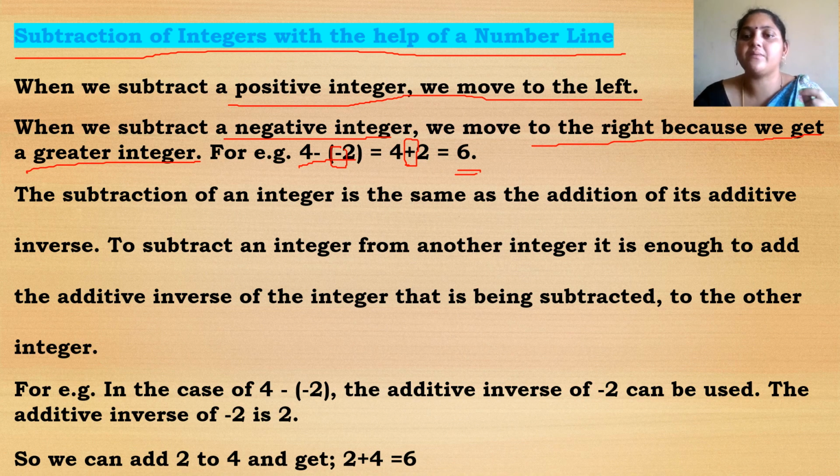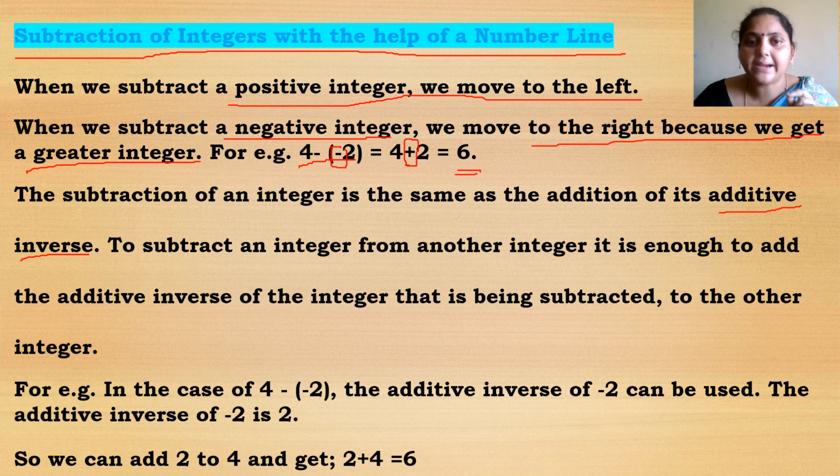So that's why when we are seeing two negative integers, minus of minus always gives us plus. So 4 plus 2 is equal to 6. The subtraction of an integer is the same as the addition of its additive inverse. What is additive inverse? I have told you, additive inverse means the same digit with different signs.